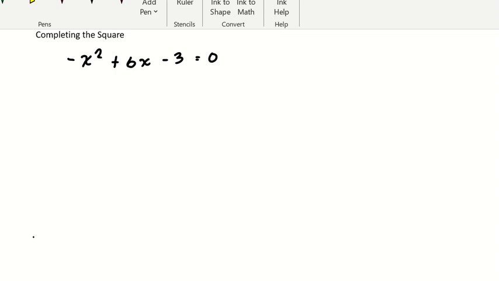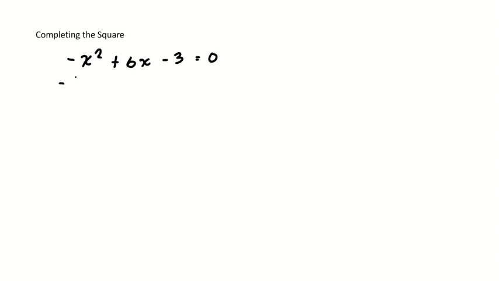Completing the square. Negative x squared plus 6x minus 3. I want to factor out negative 1 here. So this is equal to negative x squared, 6x divided by negative 1 is negative 6x, and negative 3 divided by negative 1 is positive 3. Now we have a positive x squared. Now we can start completing the square.